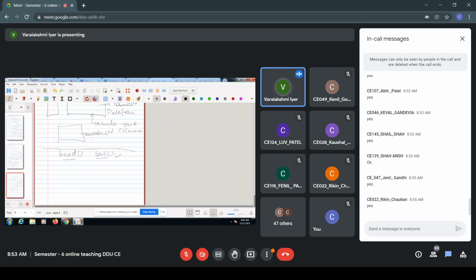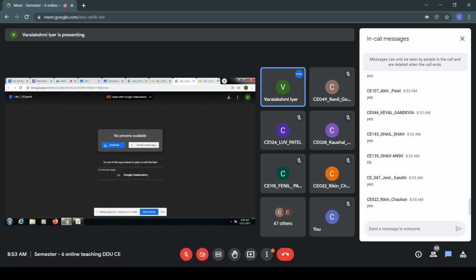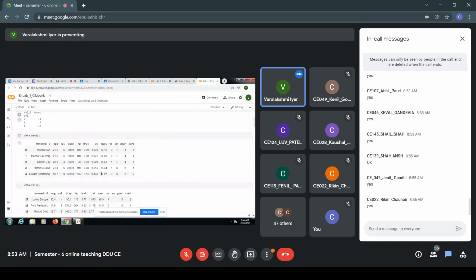The describe function gives statistical information about the data. For example, if you see the output of the describe function, it will give you some statistical information, for example, mean, median, count, standard deviation, 25th, 50th, and 75th percentile. So this is actually a part of data analysis, which we'll study in data mining. We'll not be discussing it right now.